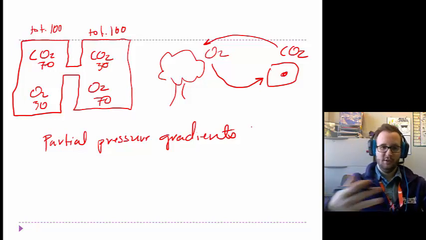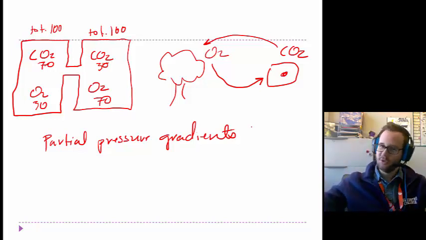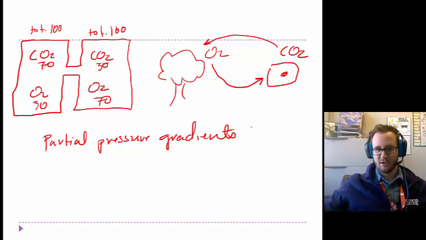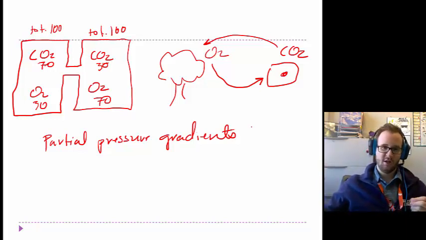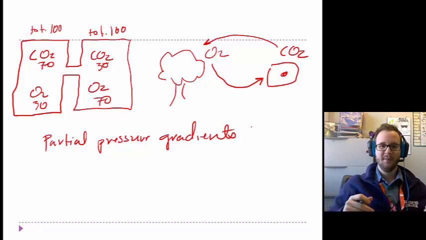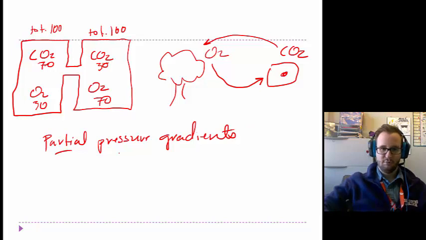Now in the real world, everything's not mixed up and swirled around, so oxygen doesn't get universally distributed, because we have things that are using oxygen, we have things that produce oxygen, and so this ends up creating a constant imbalance, and the oxygen and carbon dioxide are always going to diffuse down their partial pressure gradients.